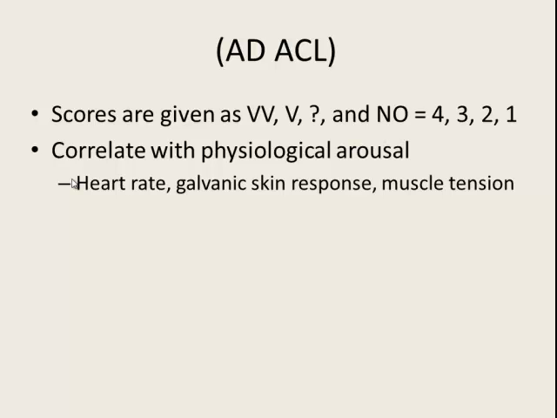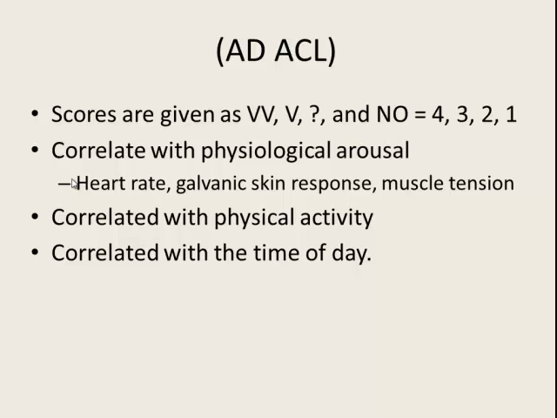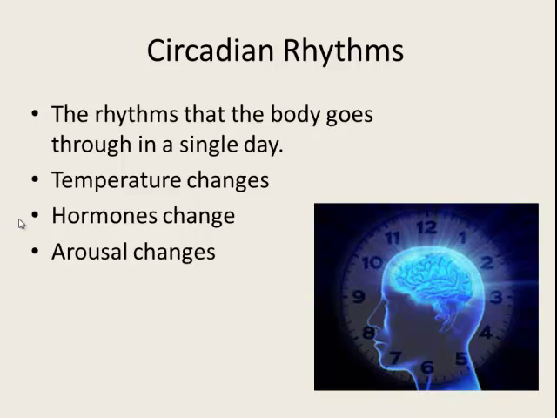So heart rate, galvanic skin response, something I measure in my lab, and muscle tension correlate with this scale. It correlates with physical activity, and it correlates with the time of day, and this is really important to look at circadian rhythms. We'll talk about that in a second. So if you look at the arousal state based on this scale, the highest is occurring between noon and 2, and then we get calmer and more relaxed later in the evening and early in the day. And this correlates with those circadian rhythms.